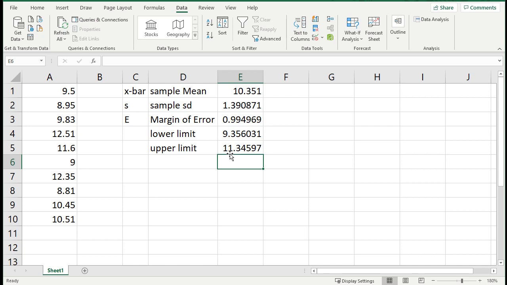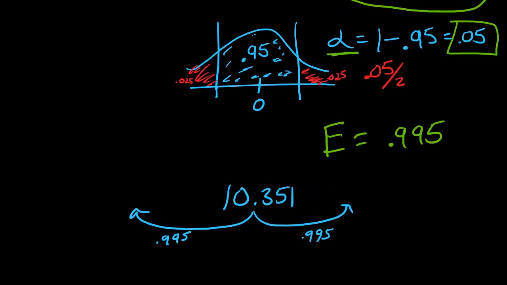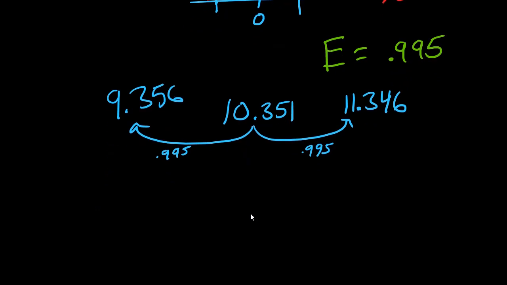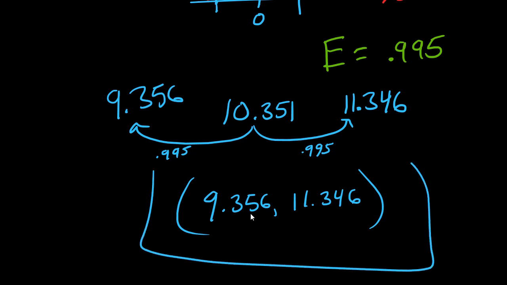9.356 and 11.346. All right, so what's my answer? What is my confidence interval? My confidence interval is basically these two numbers. So we are 95% confident that the population mean is between 9.356 minutes and 11.346 minutes.